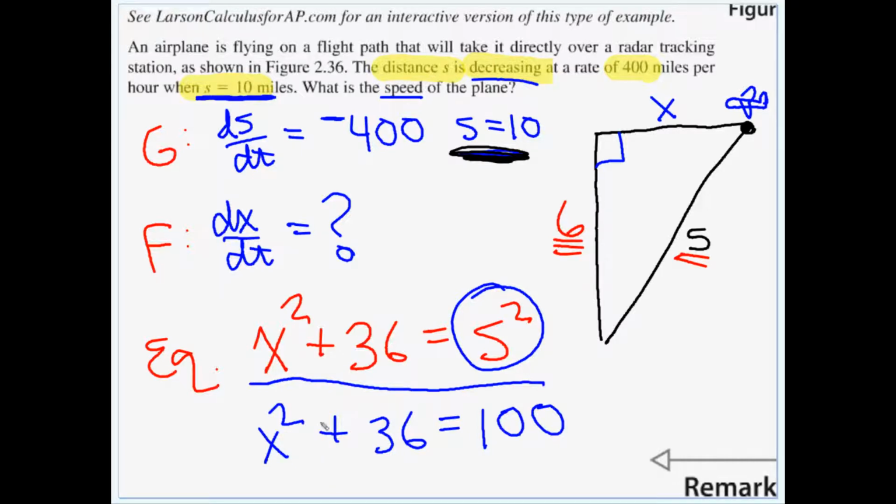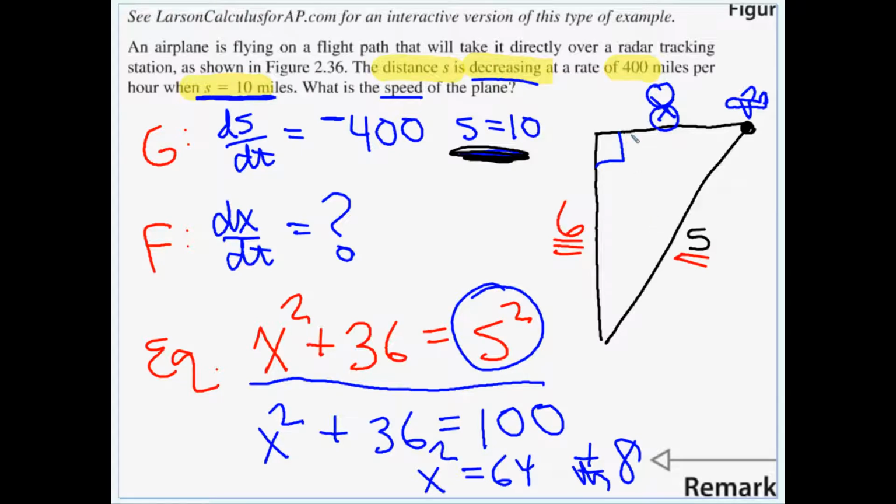Okay, let's solve for x. Subtract 36. X squared is 64. Take the square root, you get plus or minus 8. But remember, we're dealing with the side length of a triangle, so the negative answer makes no sense. This missing side up here is 8 when we freeze time.